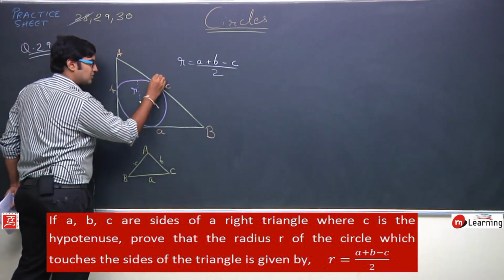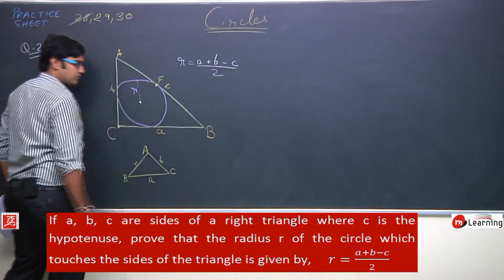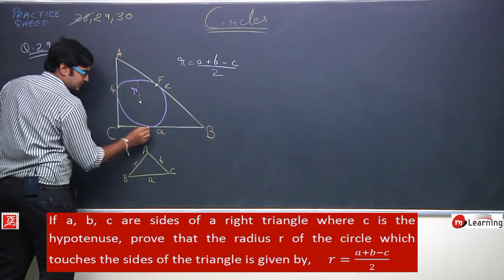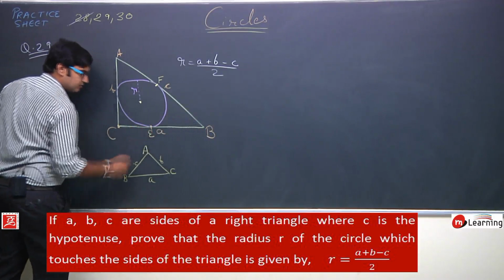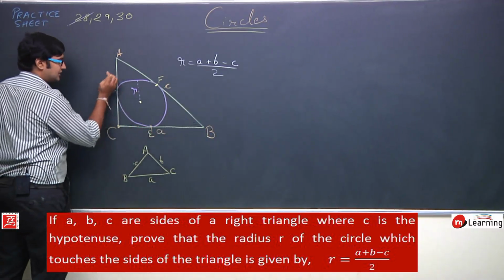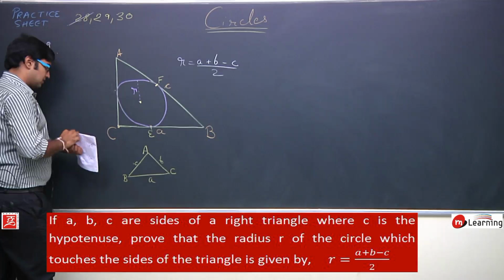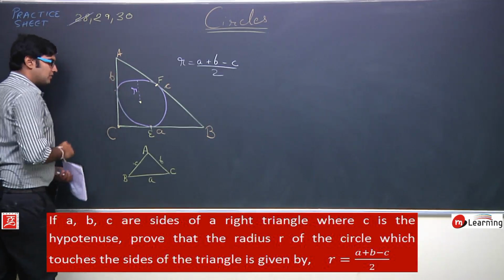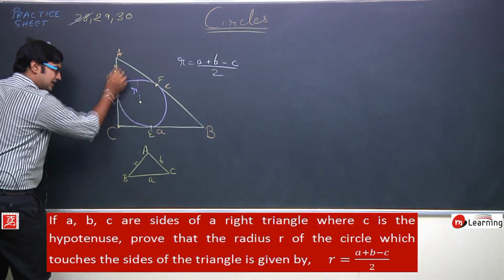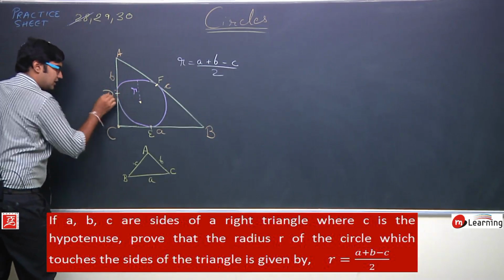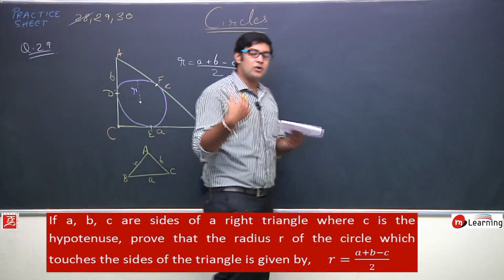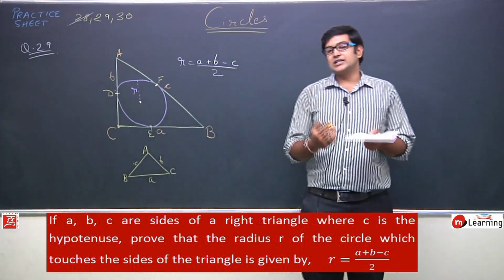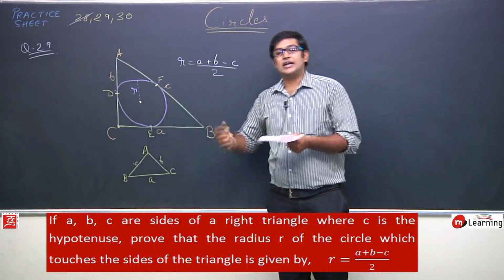Okay, let us say this point is F. Let us say the circle touches the BC line at E, and let us say the length of this side is B, and the circle touches this AC side at point D. So D, E and F are the points where the circle touches the three sides of the triangle.